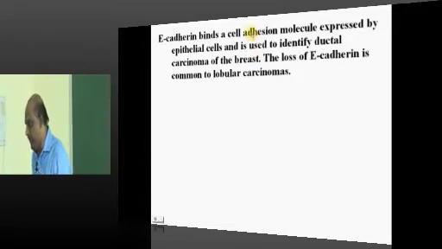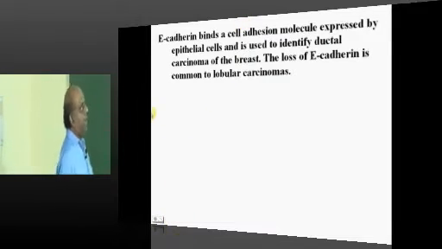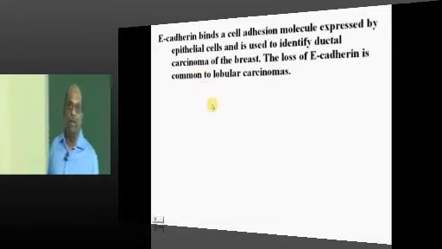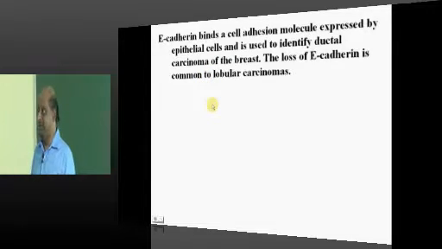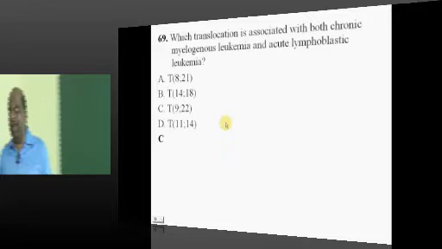Why is it important for you? It's important for you because lobulars are the dirty carcinomas we don't want in the patient. Lobular carcinomas are bilateral, with metastases, etc. So it is more of ductal nature if E-cadherin is there.